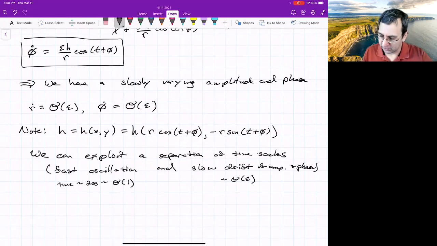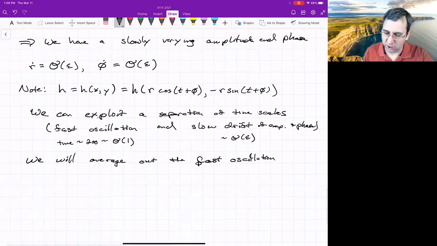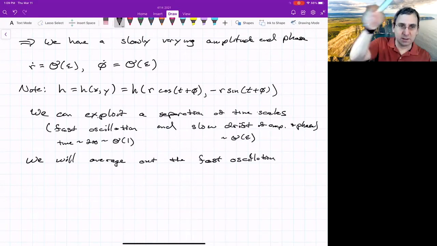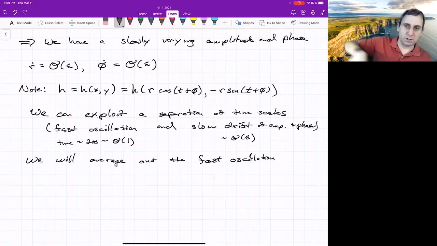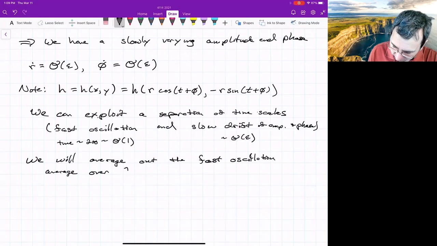So what we'll do is average out over the fast oscillations. For these ODEs, we'll average over one cycle, approximate cycle of 2 pi, one oscillation. And by oscillation, I don't mean that it's coming exactly back to itself. It's just sort of going around. Think of the polar coordinates. It's just sort of going around roughly once. So average over 2 pi.